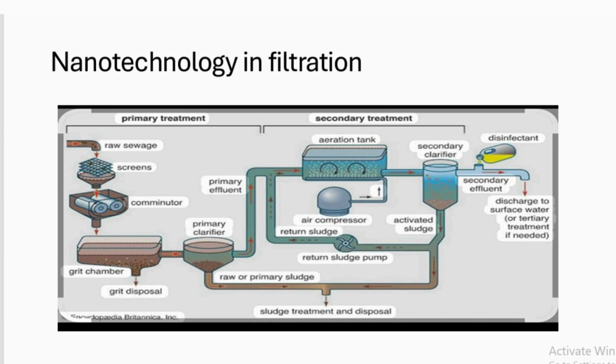While in the secondary treatment, these primary effluents will be passed through the aeration tanks, where the secondary clarifier will remove all the activated sludge and then it is returned, mixed by return sludge pumps. In the same way, disinfectants will be introduced in the secondary effluents that discharge to surface water or tertiary treatments will be needed. So this is the nanotechnology filtration plants which have been used to treat the water.